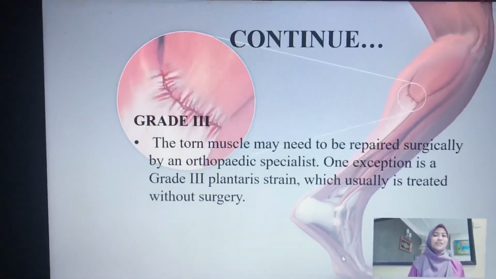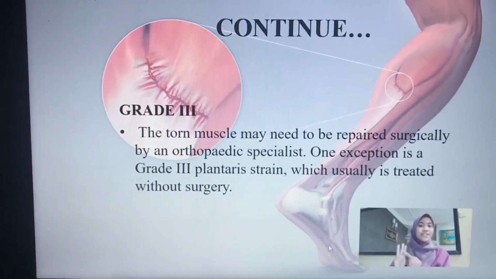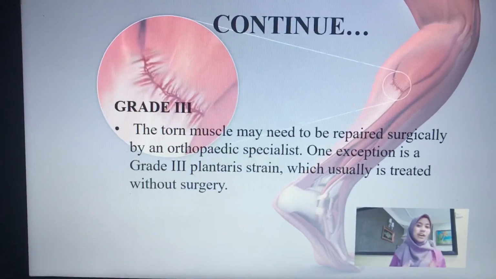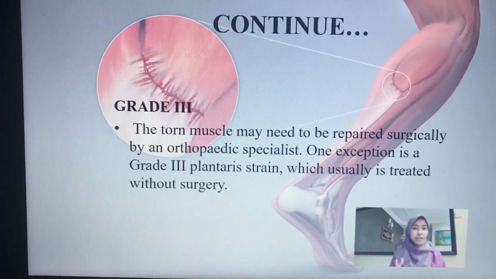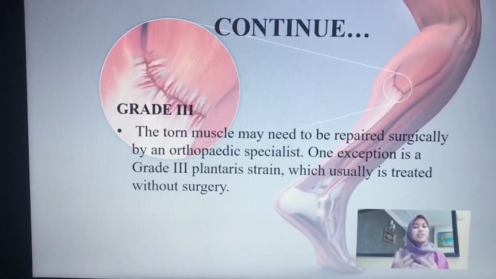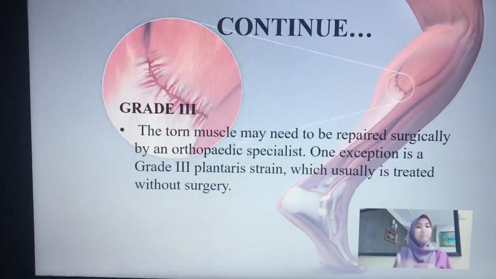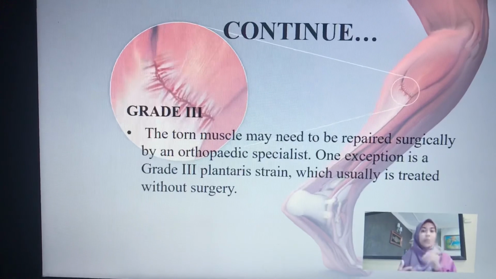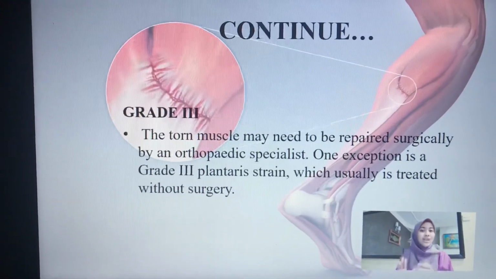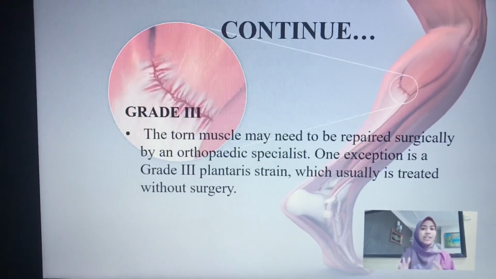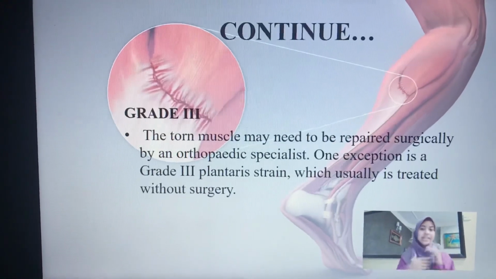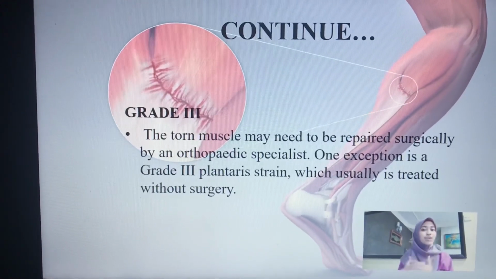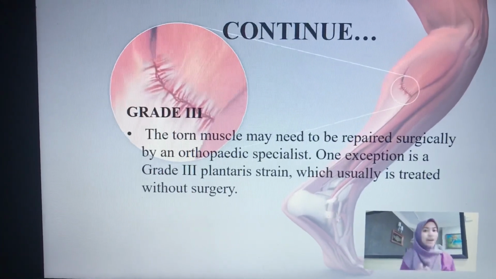Okay, now we move to the grade 3 treatment. Grade 3 treatment is totally different from grade 1 and grade 2. It's because grade 3 involves a torn muscle injury. So the torn muscle injury should be repaired surgically by an orthopedic specialist. One exception is that a grade 3 strain is usually treated without surgery. They just need to see the orthopedic specialist and follow the rehab process to recover from the injury.